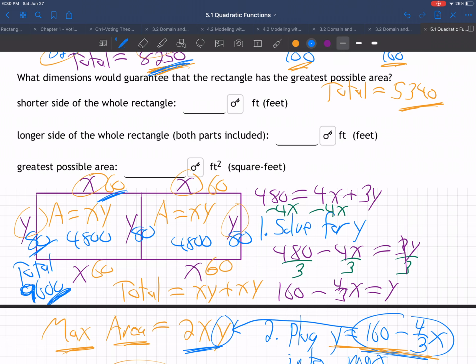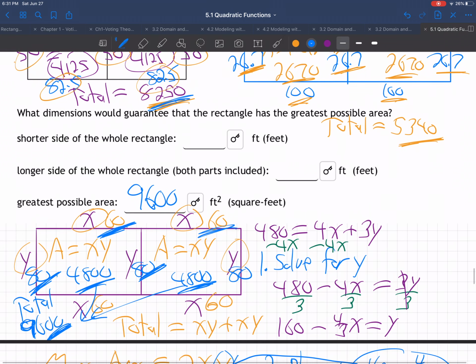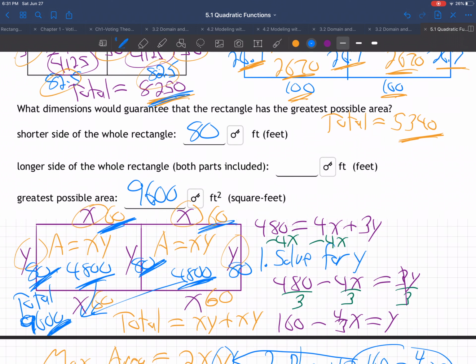Well, what is the greatest possible area? 9,600. I got that by x times y, 4,800, and x times y, 4,800, and I added those together for a total of 9,600. The shorter side is the 80. This is the shorter side of the whole rectangle. And the longer side of the whole rectangle, both parts, that means this longer side up here.